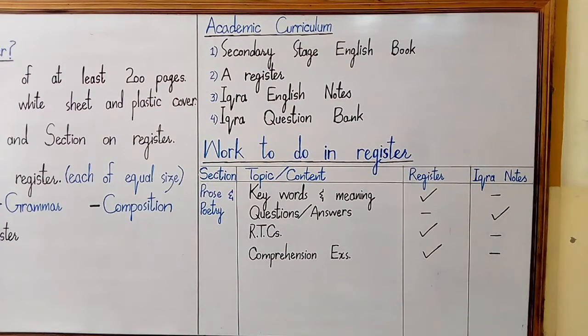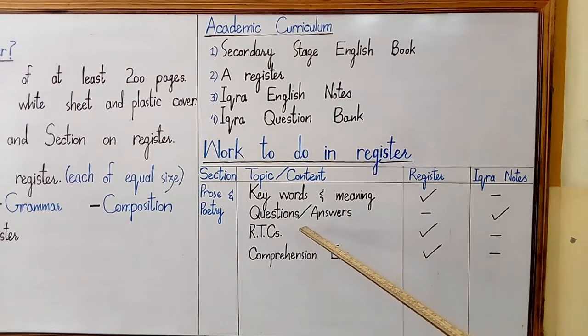Now I am going to tell you what you have to do in your register and what is already given in Iqra English notes. When we see here on the board for prose and poetry, which means all the chapters from your secondary stage English book, all the chapters of that book are included or called prose or poetry. The keywords and meanings of each chapter will be done in register. They are not given in Iqra notes.